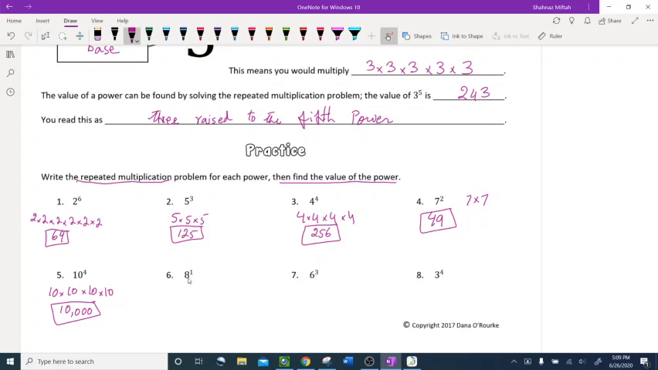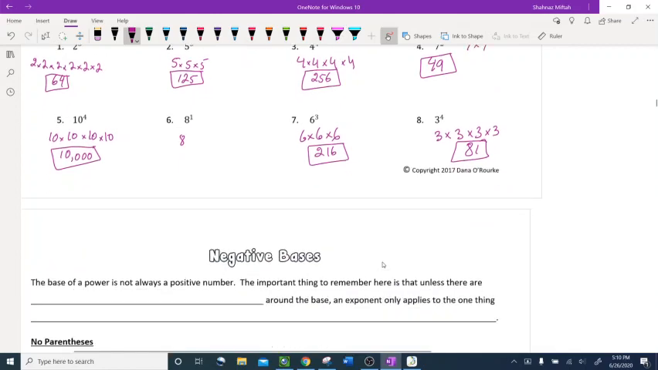8 raised to the 1 power means it's just 8. 6 to the power 3, 6 is multiplied 3 times, and it's going to give me 216. 3 to the power 4 is going to give me 81. So make sure you remember that the exponent means repeated multiplication.